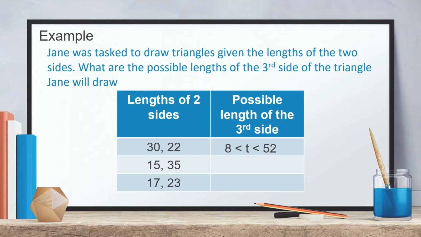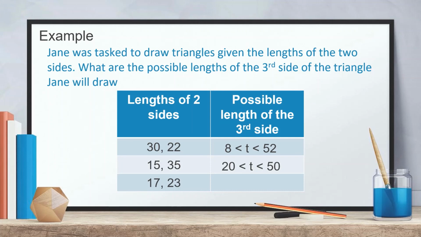Another is 15 and 35. So let's subtract. 35 minus 15 is equal to 20. And then let's add. 15 plus 35 is equal to 50. So the range of the possible length of the third side can be written as 20 less than t less than 50. Ibig sabihin that the possible value of t, or the third side, is in between 20 and 50.